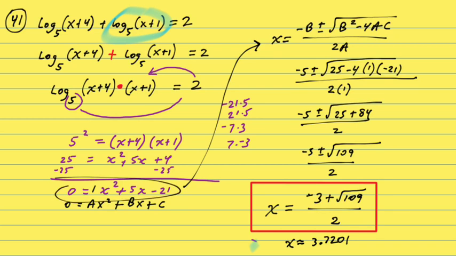X squared plus 5x minus 21. Again, I like zoom 6 to start my graph. This gives me a couple places where it crosses the x-axis. Let me put this on the projector.